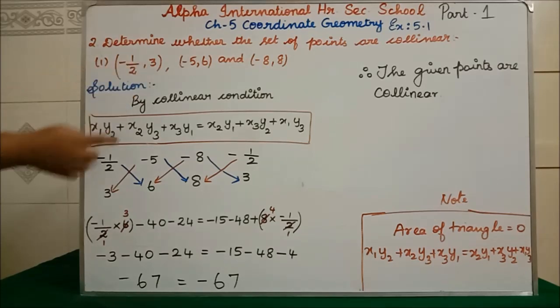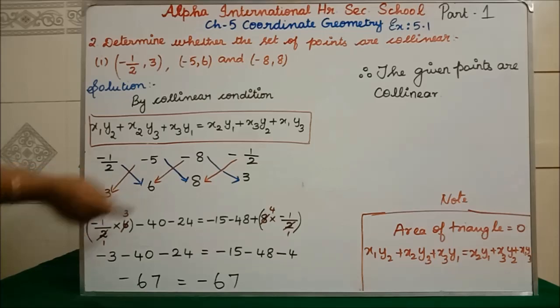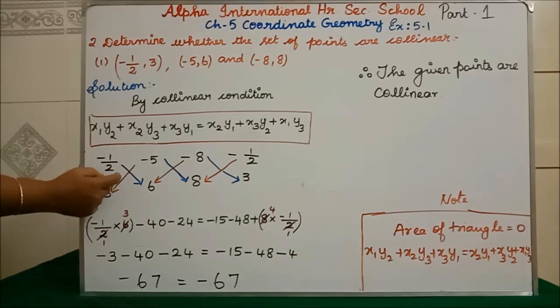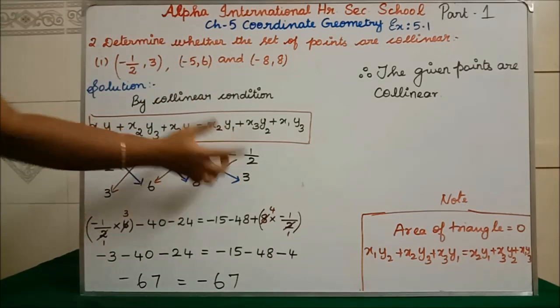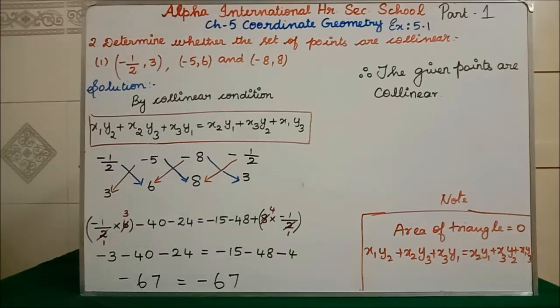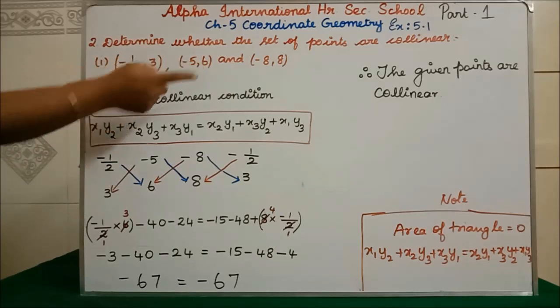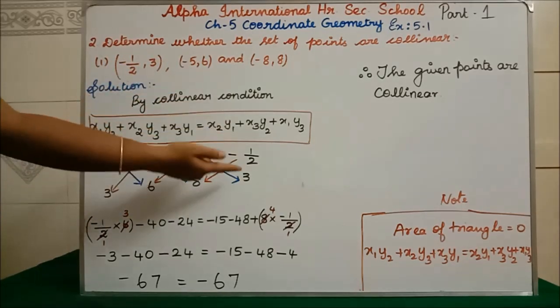Minus 1 by 2 comma 3. Next is minus 5 comma 6. Next is minus 8 comma 8. What I told, whatever the number you are writing first, the same point one more time you have to write. I told you no. Don't forget, students. If you are having 3 points, when you are writing you have to get 4. Remember that. Okay, clear? Minus 1 by 2 comma 3. Minus 5 comma 6. Minus 8 comma 8. Again this point you are going to write there.